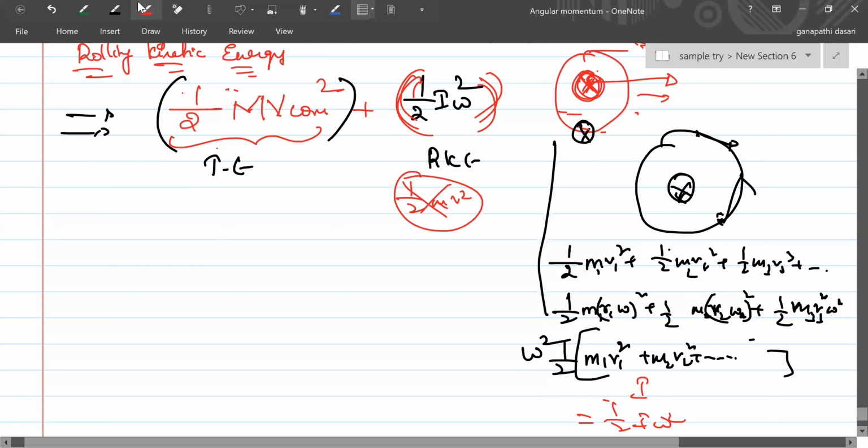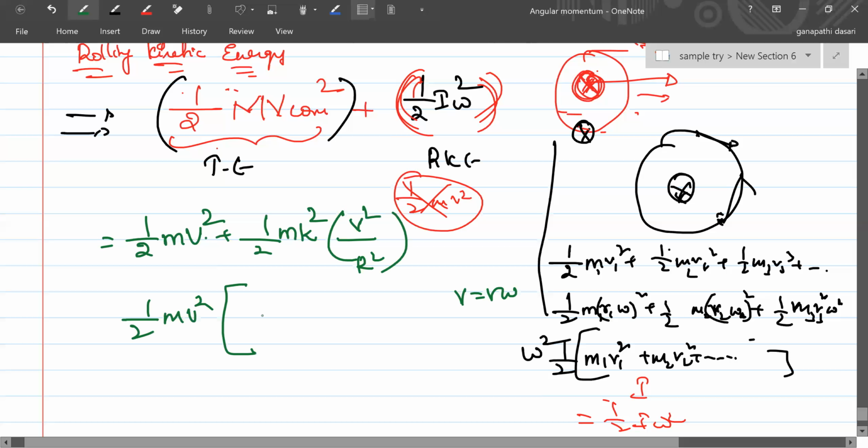If we try to solve the problem, half mv square plus half I omega square, where I can be written as mk square, with k the radius of gyration, right? Omega can be written from v equal to r omega, so omega is v by r. Can I write it as v square by r square? So if half mv square is taken common, that is v center of mass square, 1 plus k square by r square will be the total rolling kinetic energy.